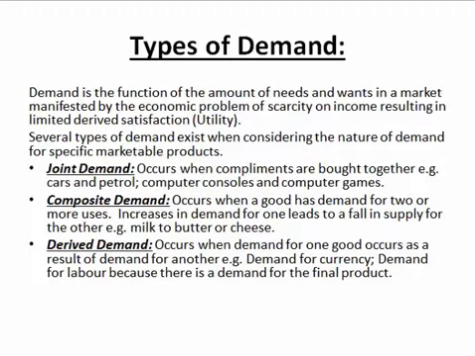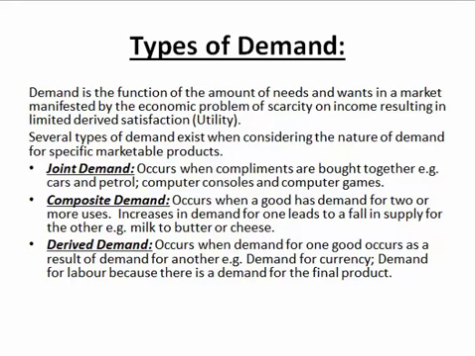Joint demand occurs when complements are brought together, for example, cars and petrol, computer consoles and computer games. Composite demand occurs when a good has demand for two or more uses. Increases in demand for one lead to a fall in supply for the other. For example, milk to butter or cheese.